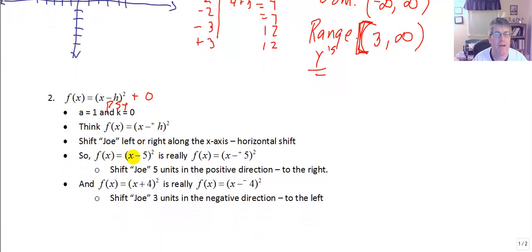So if f of x equals x minus 5 squared, think of this as x minus a plus 5. That means we're going to shift our parabola 5 units in the positive direction. It's going to shift 5 units to the right. So our parabola now, instead of being centered at the origin, will shift 5 units to the right, and now we've got Joe Parabola looking something like that. That's x minus 5 quantity squared.